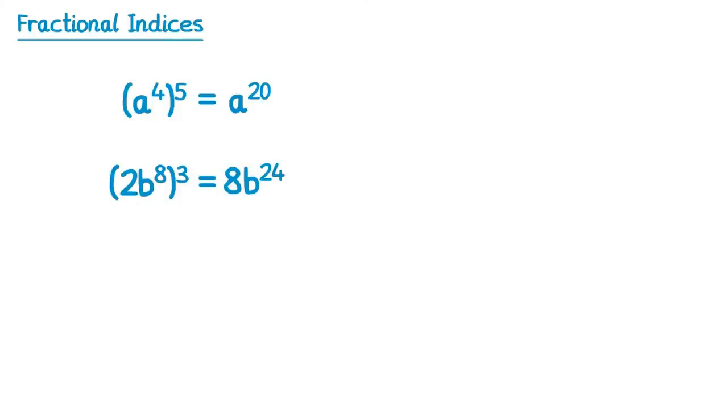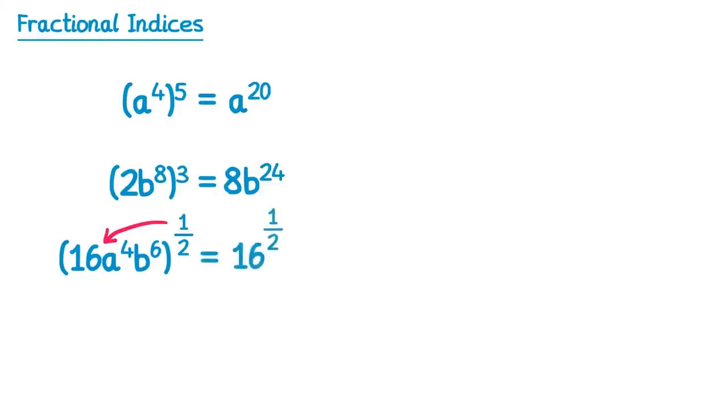This rule can be applied to fractional indices as well. So let's take a question like this. We're first of all going to raise the 16 to the power 1/2. So 16 to the power 1/2, we know that means the square root of 16, so it's 4. You can then multiply the indices together, so 4 times 1/2 is 2, so we have a to the power 2, and then 6 times 1/2 is 3, so we have b to the power 3. And that's that question done.